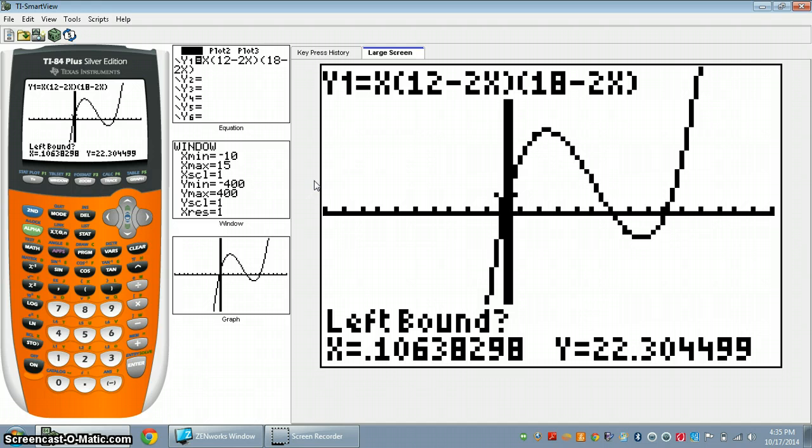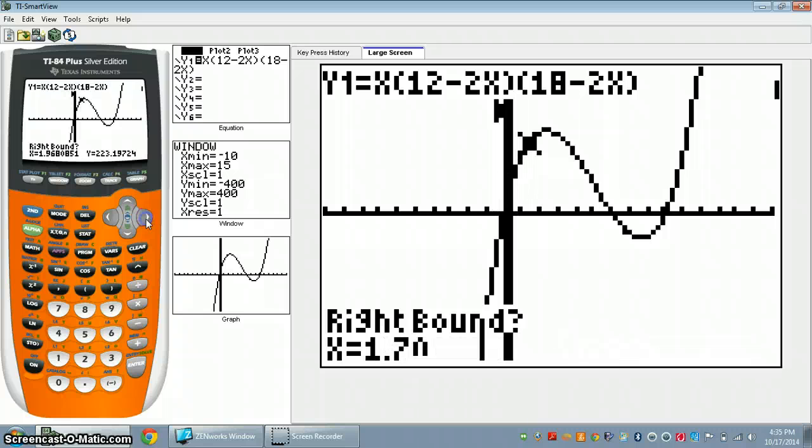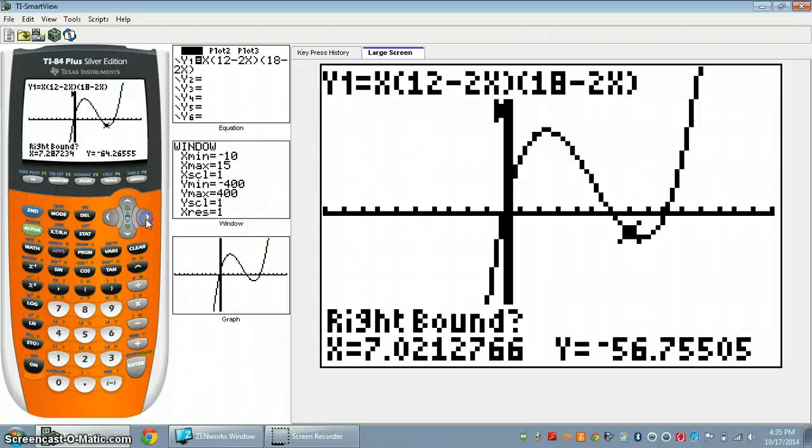When you push enter, it's going to ask you 3 questions. The first question is, what is the left bound? That basically means if I'm looking at this x-intercept, I need my cursor to be to the left of it, and it currently is. And enter is our way of saying yes. Now I need my cursor to be on the right-hand side because it says right bound. So I can do that by moving my cursor, hitting the right-hand button, until it's to the right.